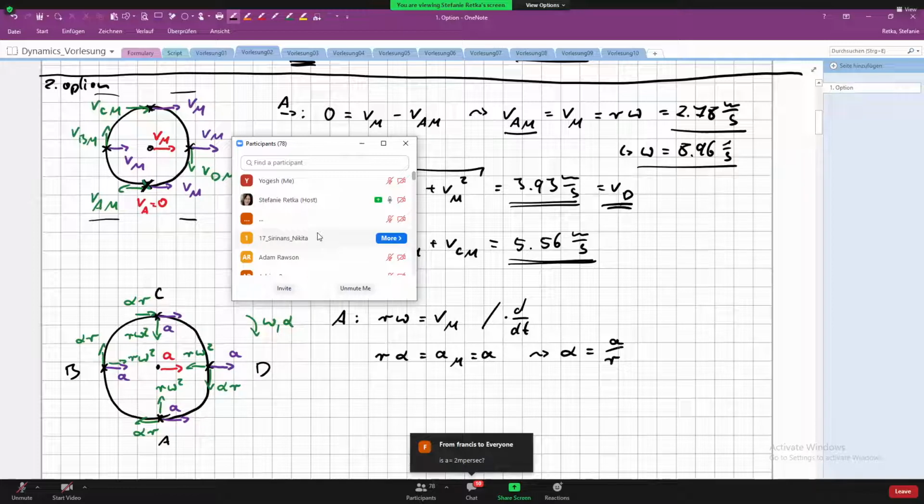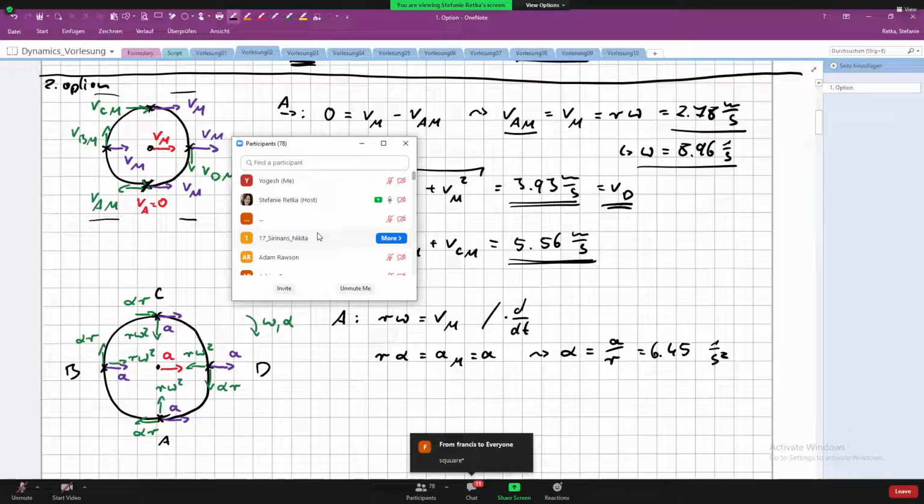That's 6.45 per square second. A is meter per square second, not per second. 2 meters per square second. So 6.45 per square second for alpha.